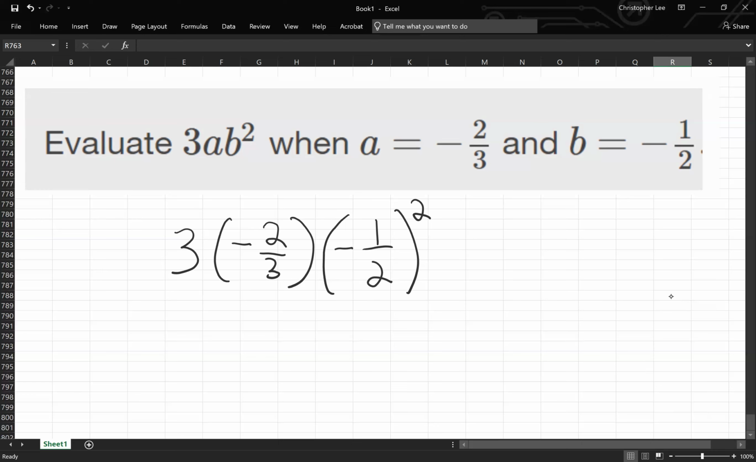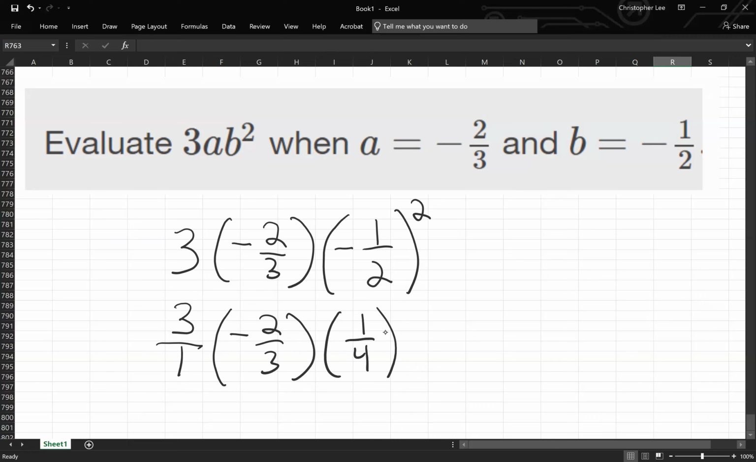1/4, right? So this becomes, I'm going to make the 3 into a fraction. It's going to be 3 over 1 times negative 2 over 3 times positive 1 over 4. And a positive times a negative times a positive. Kind of. Not really, but kind of. It's going to be implied. So this is going to be negative, as you guys said.